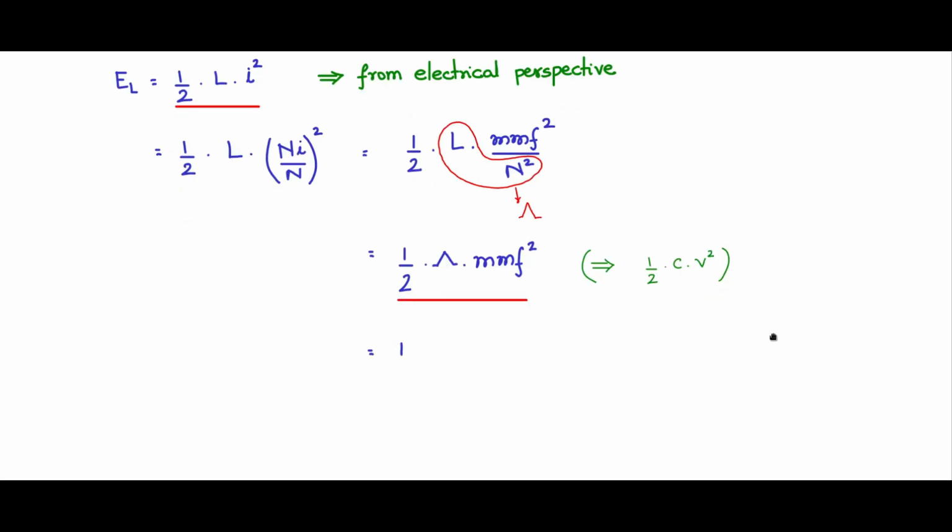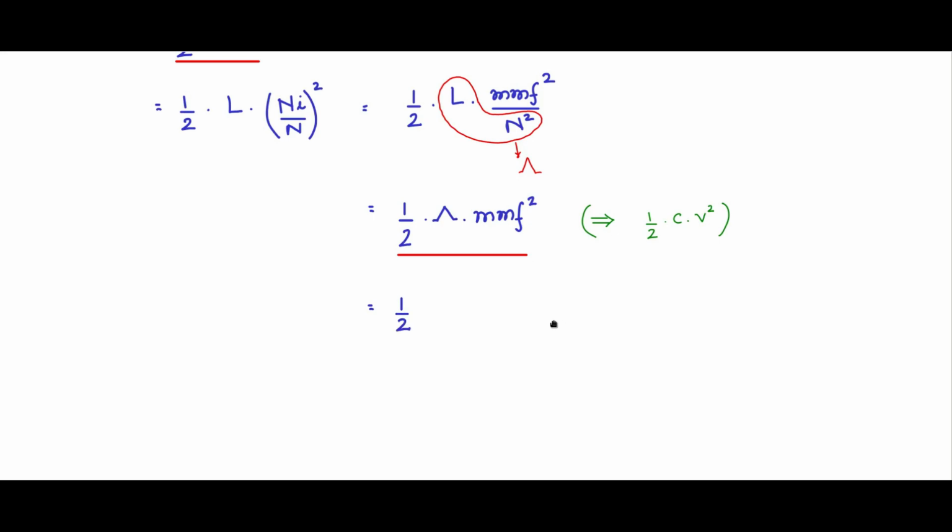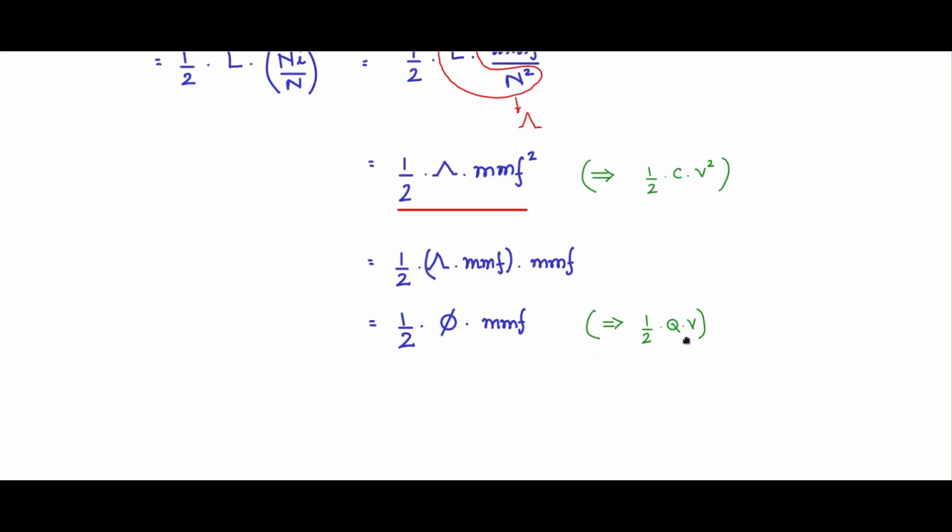Now let me further introduce a small modification, permeance into MMF. I will take that together into MMF. Now permeance into MMF is nothing but phi, flux, so half phi into MMF. This again, from the equivalence, you can say it is half QV. So here again equivalence works. So you see that half phi MMF is still the energy.